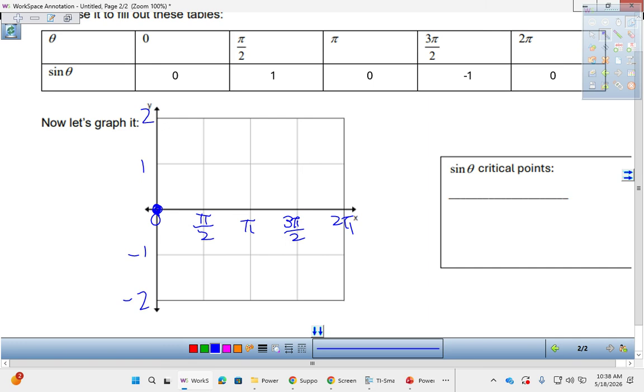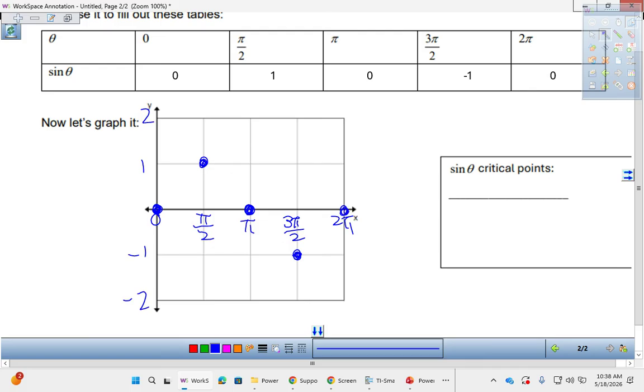If x is pi over 2, the y value is 1. So that point's right here, 0, 1. If x is pi, then the y value is 0. So pi comma 0 is right here. 3 pi over 2, negative 1. And 2 pi, 0. If you connect these, this is what the sine curve looks like.